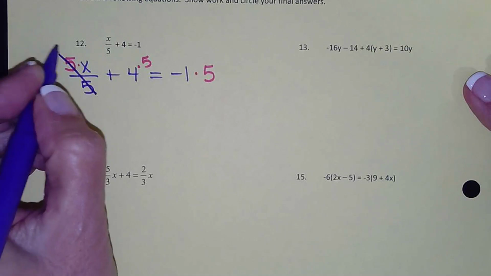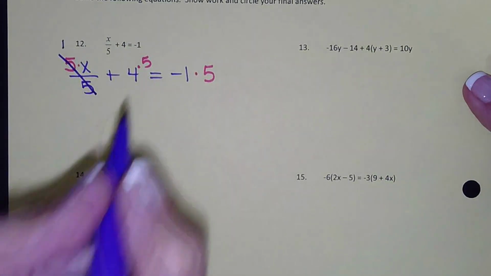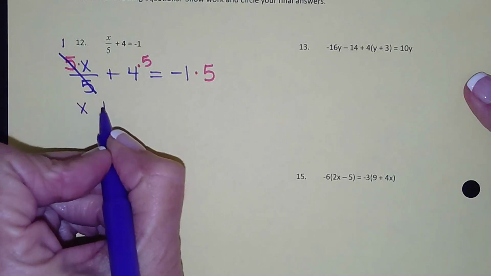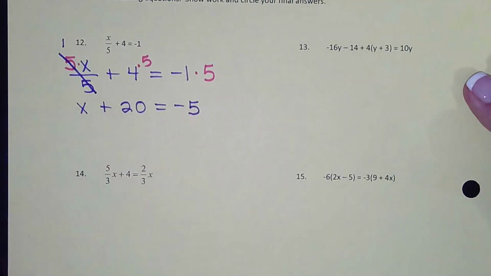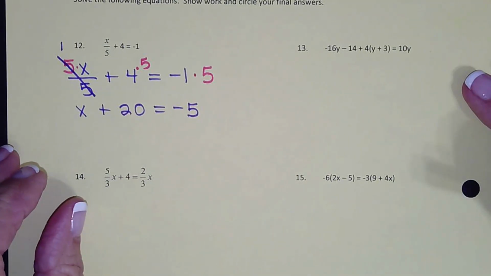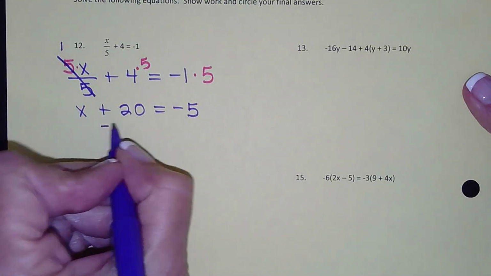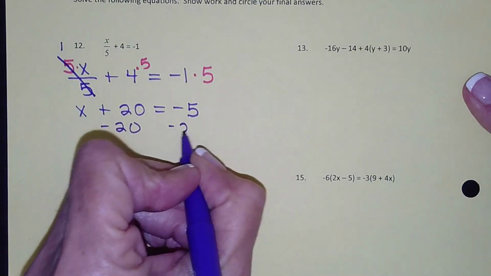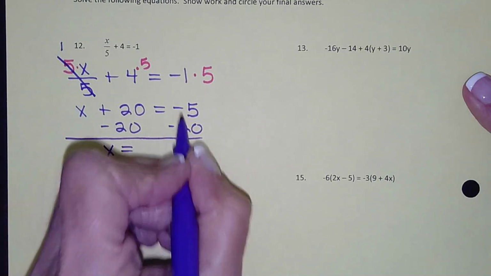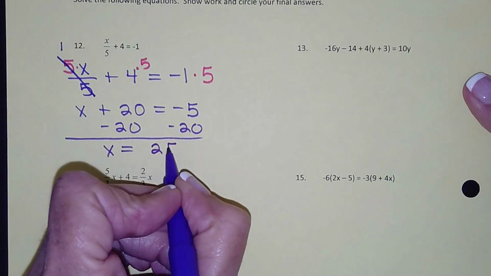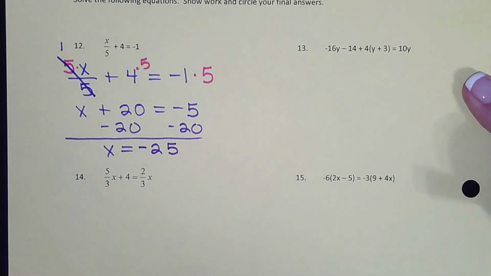So 5 divided by 5 is 1. That's gone. So now I have x plus 20 equals -5. A little one-step problem after we get rid of the fractions. That's nice. So subtract 20, x equals, when the signs are the same, we add and keep the sign. Nice, right?